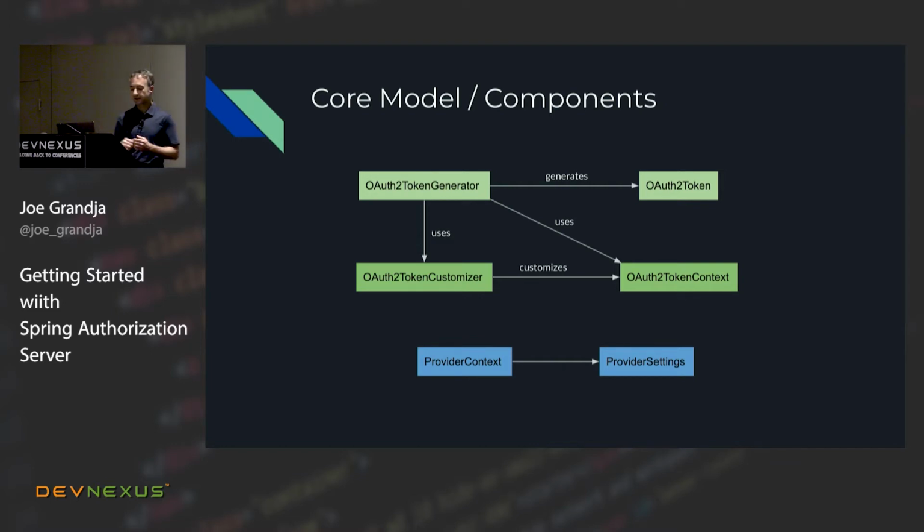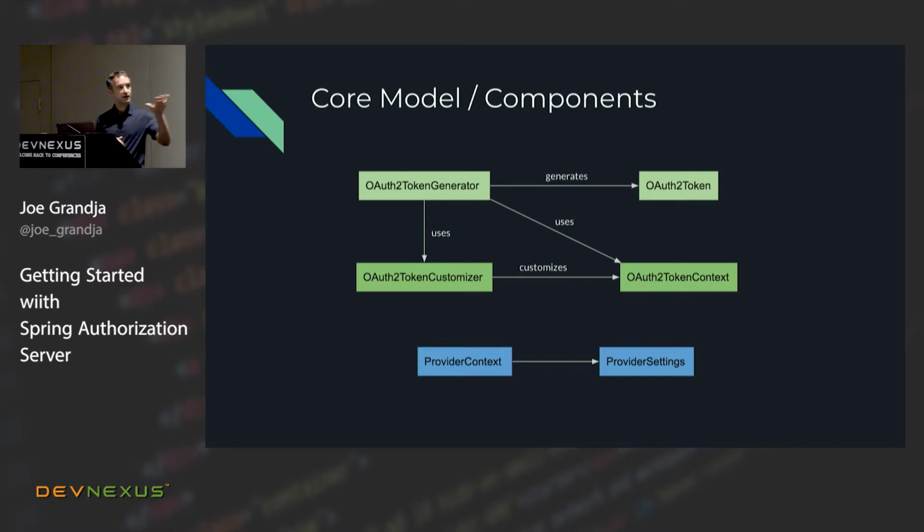So the provider settings, as I mentioned earlier, as far as the default configuration goes, the only two required components are obviously your registered client repository. You need clients or nothing's going to happen, and your provider settings, right? You just simply could register the bean with the default settings, or you could customize the endpoint URIs.